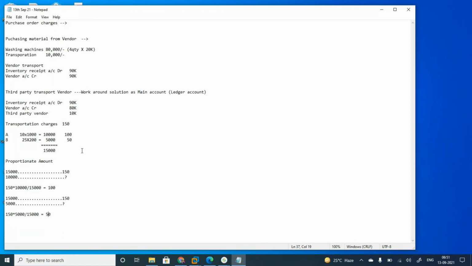If it is $15,000, $150 is the transportation charges. For 10,000, what is the amount? 10,000 multiplied by 150 divided by 15,000 will be 100. And in the same manner, for 15,000 it is 150. For 5,000, what is the amount? Then it is 50. This is called allocation of charges.